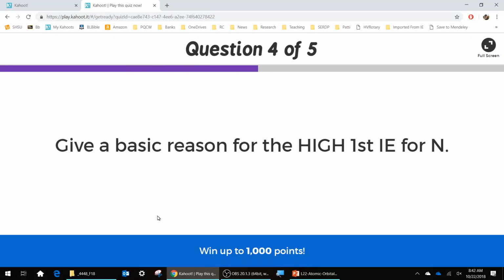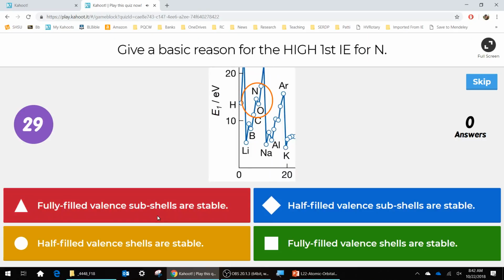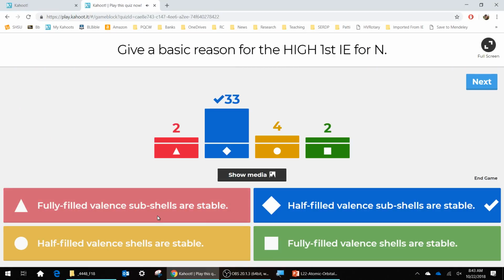Okay, now for nitrogen, it's got a high first ionization energy. Is this due to a fully filled subshell or a half-filled subshell, a fully filled shell or a half-filled shell? Okay, this is the half-filled subshell.